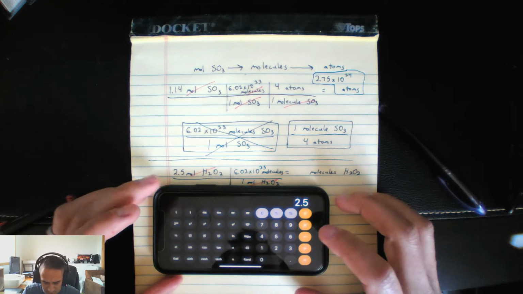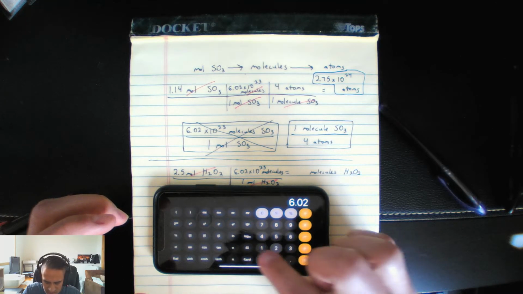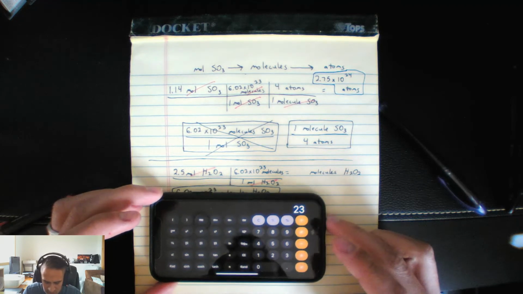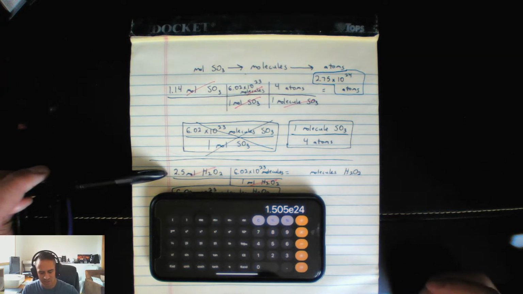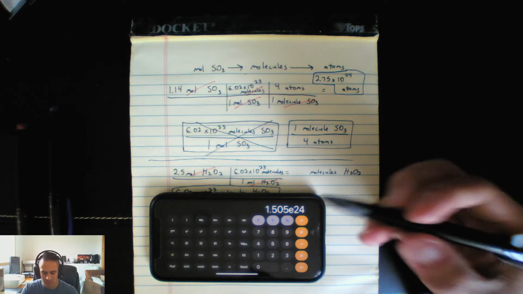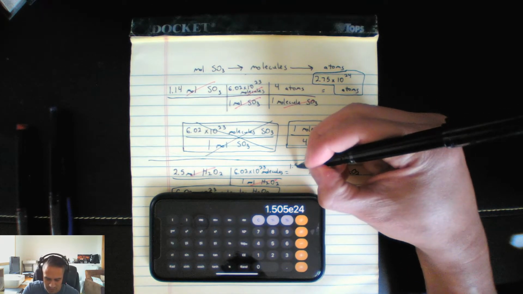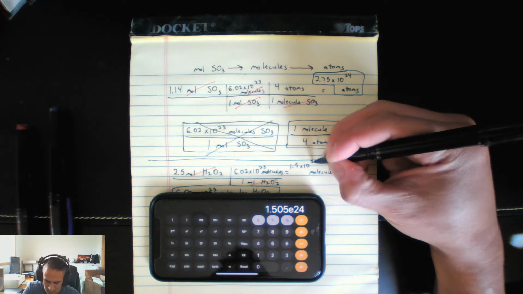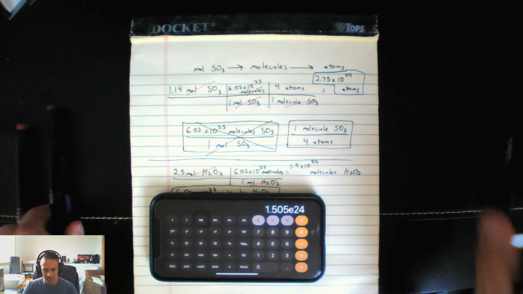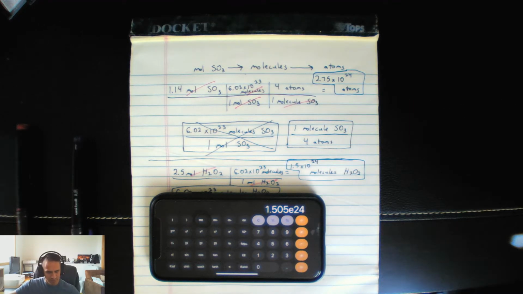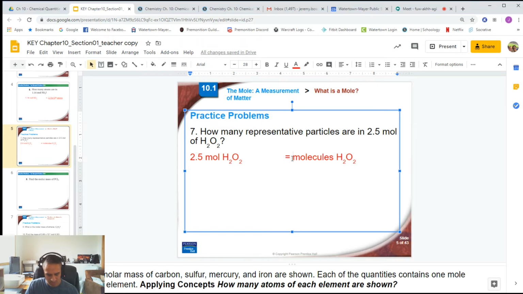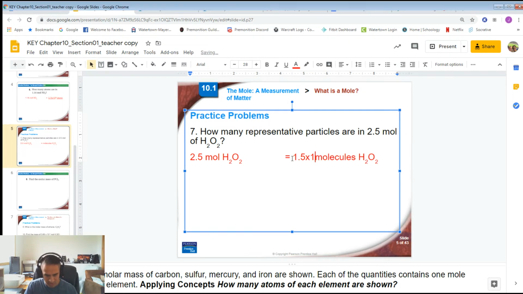So we will take 2.5 times 6.02 E 23 equals, and counting significant figures, we're going to round to 2 significant figures because 2.5 has 2 significant figures. So this would be just 1.5 times 10 to the 24th. Okay, so 1.5 times 10 to the 24th molecules of H2O2 is the answer that they are looking for. All right, so let's go back to our notes and put that in here. So 1.5 times 10 to the 24th molecules. There we go. That is our answer.